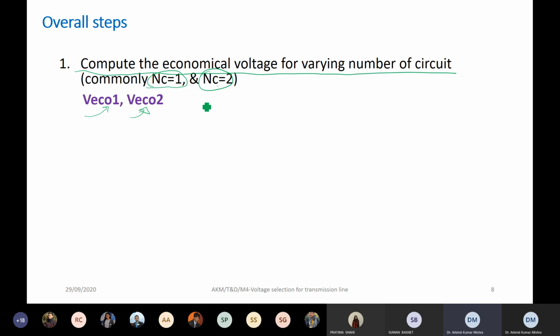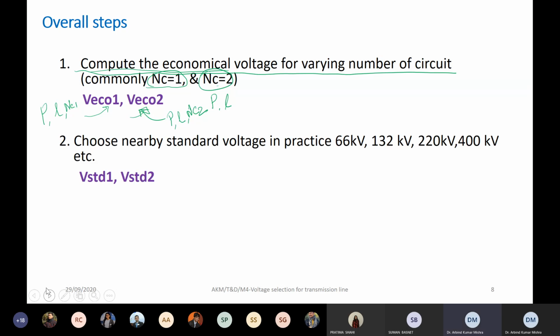And find out V economical 1 and V economical 2. What does it mean? You have been given a set of P and L, right? So for the first case, V economical 1 is for the given P, L, and the number of circuits NC equal to 1. This economical voltage V economical 2 means that, given again the same P, same L, but with NC equal to 2. So this will give you some idea. When you calculate that, it will give you the economical voltage.